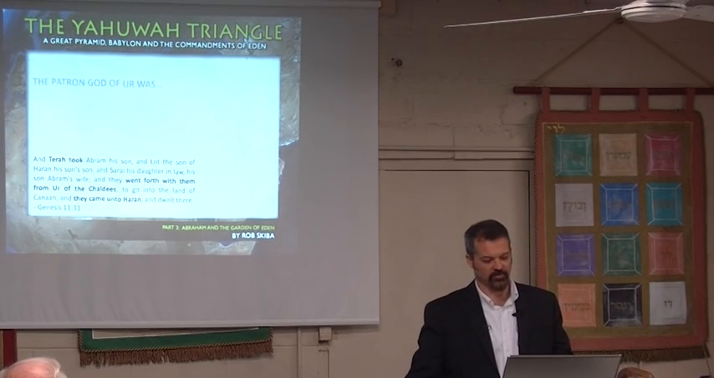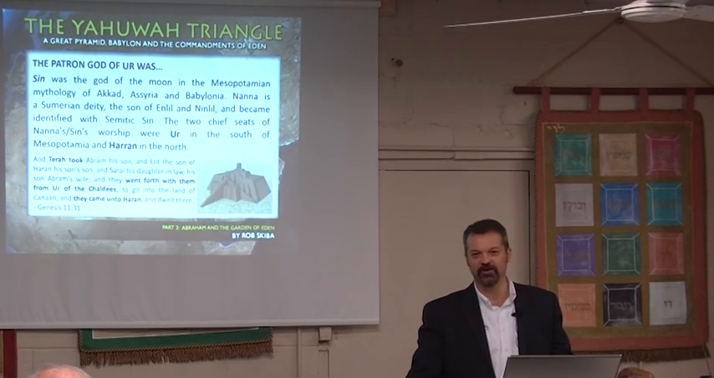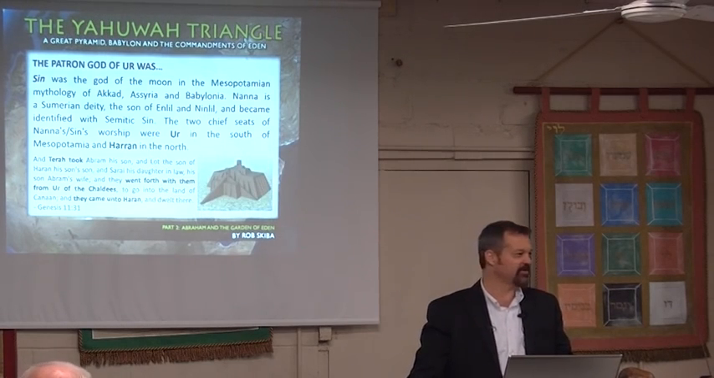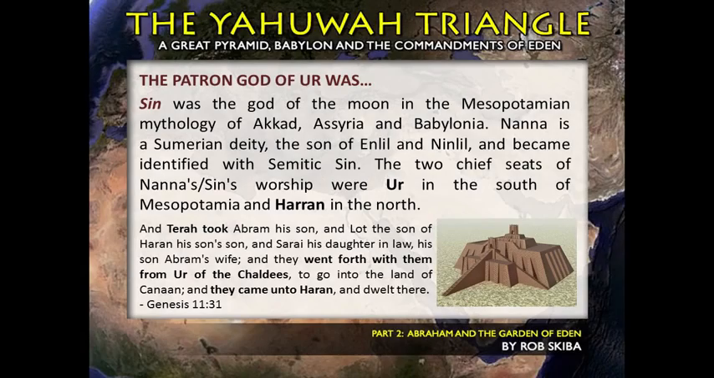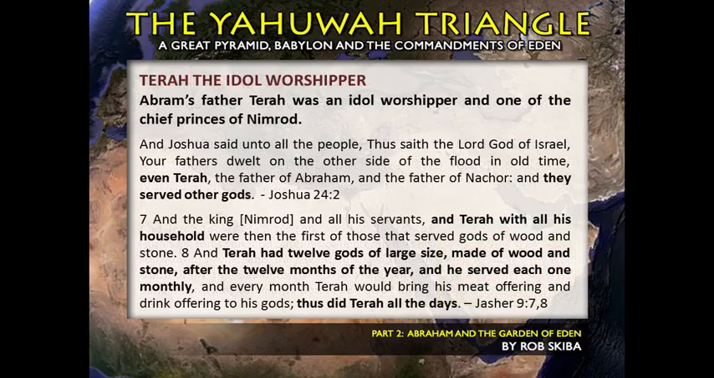Well, you realize that the patron god of Ur was a god named Sin. So that's rather interesting in our English understanding of things, when we hear the word sin and we think of Abram being called out of sin. Well, his father was an idol worshiper. Terah was known for making idols. In fact, he was the chief idol maker for Nimrod.